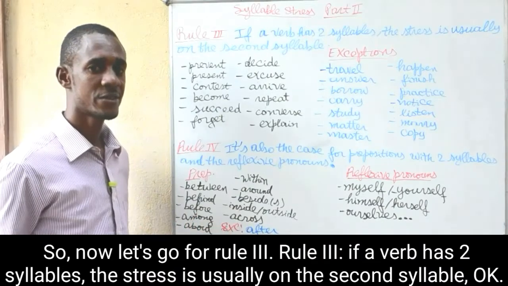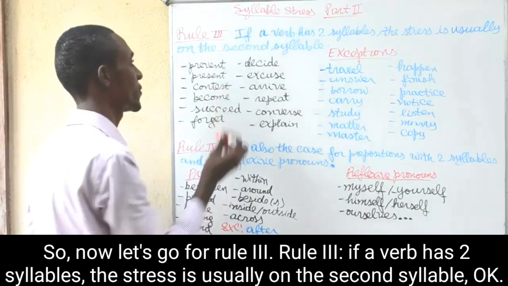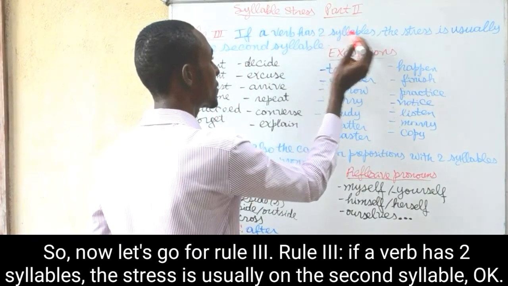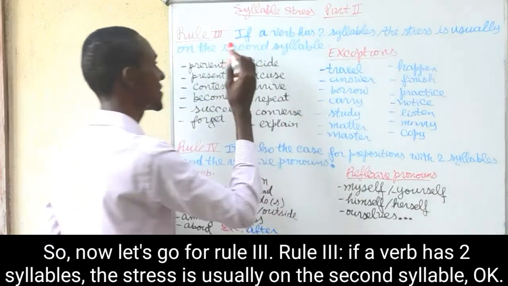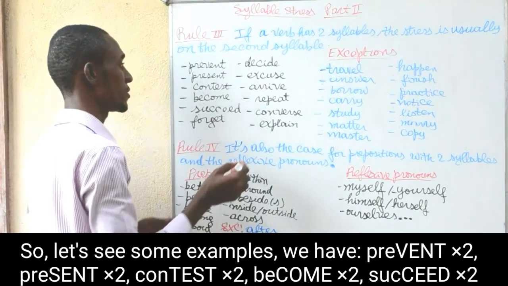So now let's go for rule number 3. If a verb has two syllables, the stress is usually on the second syllable. Okay, so let's see some examples.